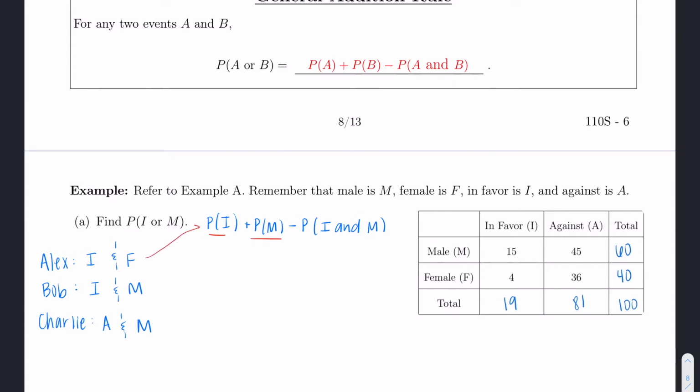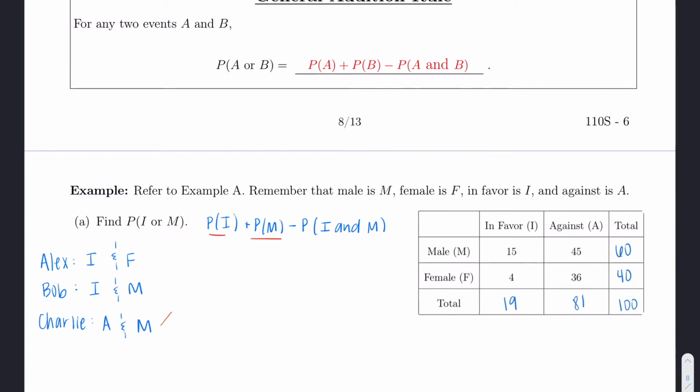Alex is going to go into the probability of being in favor, but she's not going to go into the probability of being male because she's not a male. Charlie is not going to go into the probability of being in favor, but he is going to go into the probability of being male. So both of these people, Alex and Charlie, are only being counted once, which is what you want.